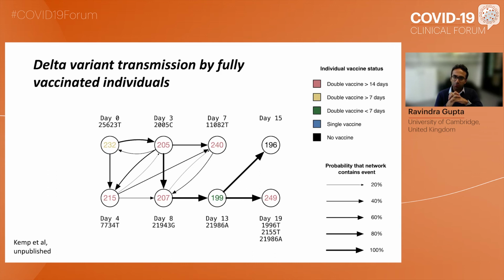So you can see here in red, these are individuals who have been doubly vaccinated more than 40, and the last dose more than 14 days ago. And you can see that there are thick black arrows emanating from at least 2 of those individuals, 205 and 207, suggesting that these are very likely to have transmitted to another individual, lending support to the fact that these high viral loads are in fact associated with transmissible virus.